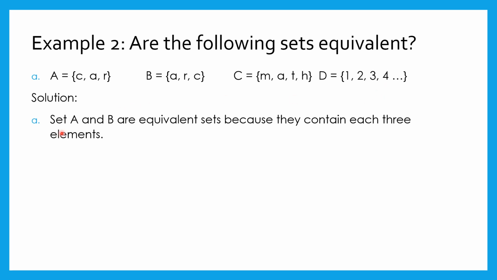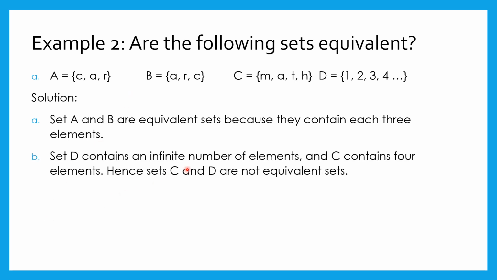Sets A and B are equivalent sets because they each contain 3 elements. Set D contains an infinite number of elements. The three dots mean that there is an infinite number of elements. While set C contains four elements, hence C and D are not equivalent sets.